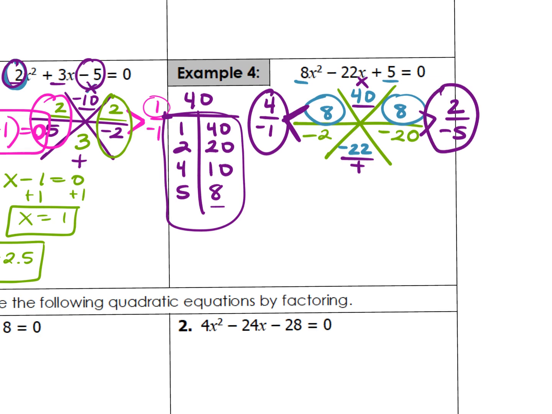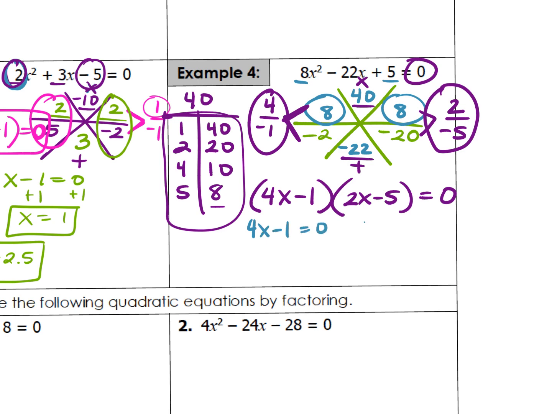How do you write them? How do you write 4 over negative 1? 4x minus 1. Good. How do you write 2 over negative 5? 2x minus 5. Okay, so you're here, and that equals 0. That's the whole point, is we're setting this thing equal to 0. So now what? Set them both equal to 0, right? And solve them. So 4x minus 1 equals 0. And 2x minus 5 equals 0.